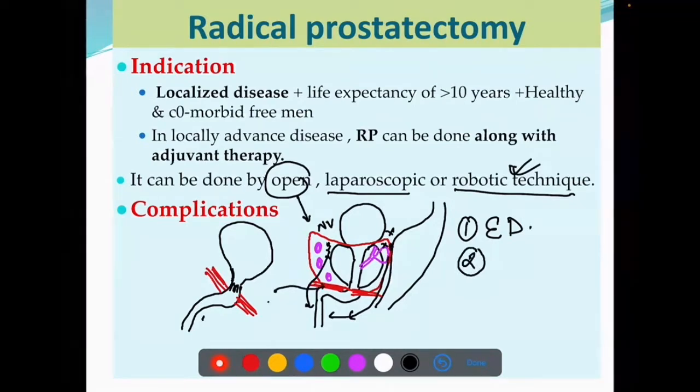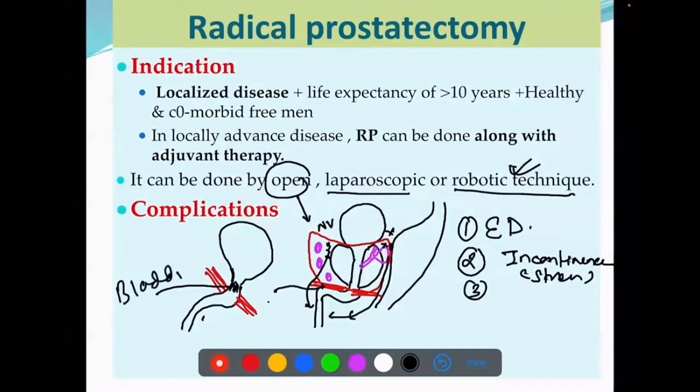Sphincter damage leads to incontinence, stress incontinence. That is, if the patient coughs, laughs, or sneezes, there may be leakage of urine. As there is an anastomosis between the bladder neck and urethra, there is a chance of stricture. These are the common complications that may arise after doing radical prostatectomy. So if you do a robotic technique, then these complications are less.